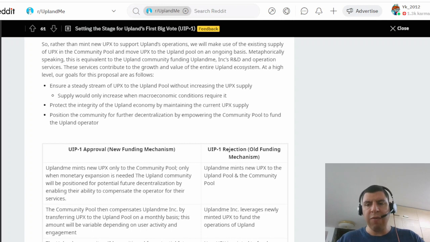There are only three different places where UPEX can be located in the Upland economy. The first is in the Upland pool. The second is called the community pool. And the third place would be in our personal accounts. Every player has control over their own personal accounts, obviously, and therefore also over the UPEX located within it. The Upland pool is owned by Upland, and when you purchase UPEX from the Upland store, that is where that UPEX comes from. You pay Upland in US dollars, and they will in turn give you UPEX.